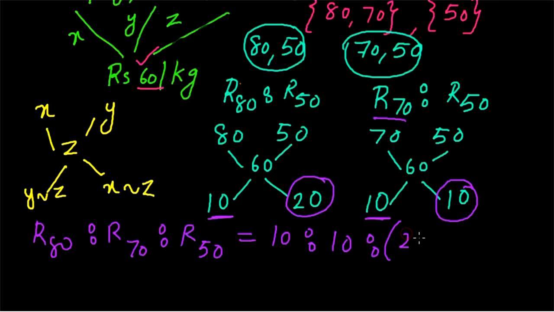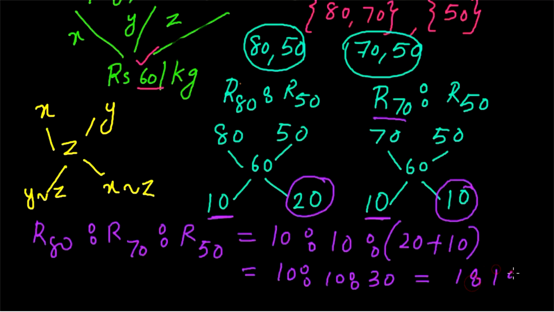So we have to add both. That is the procedure. So it will be 20 plus 10. So our final answer is 10 is to 10 is to 30. So it will be equal to 1 is to 1 is to 3.